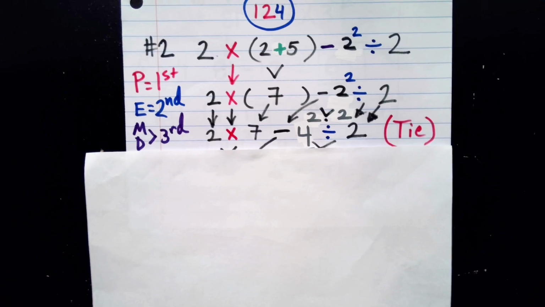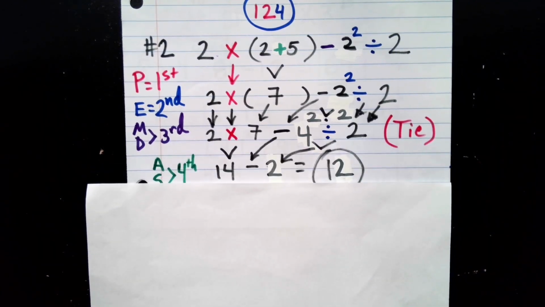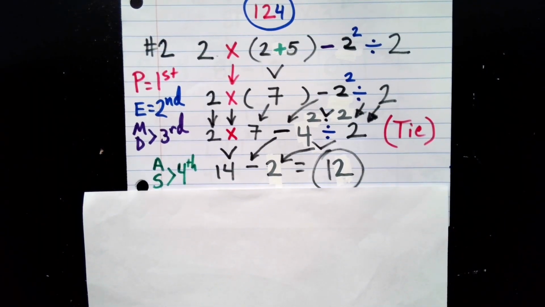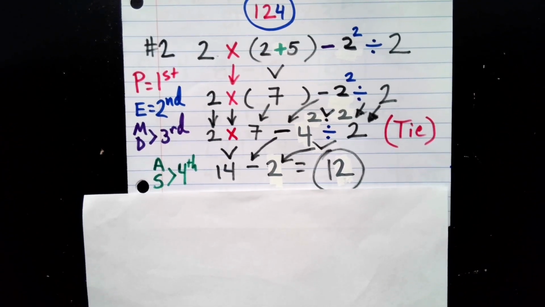So 2 times 7 is 14. I just bring down that minus sign. 4 divided by 2 is 2. And the last step here, the fourth step, is add or subtract. So 14 minus 2 gives me an answer of 12.